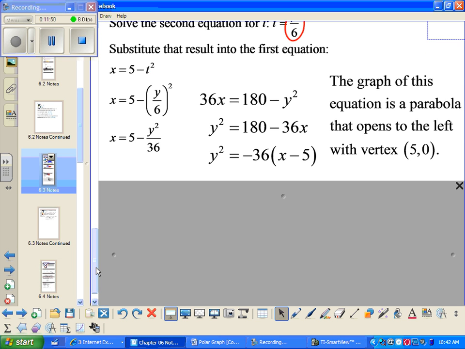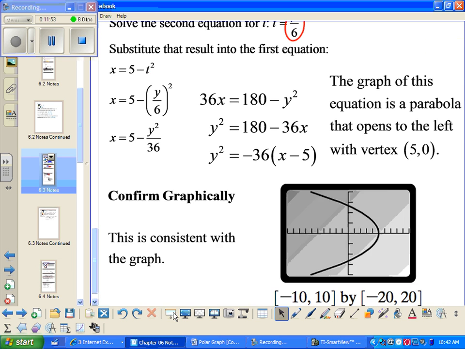I can show you the graph of this here by graphing that parametric equation. It matches up with what I've just described.